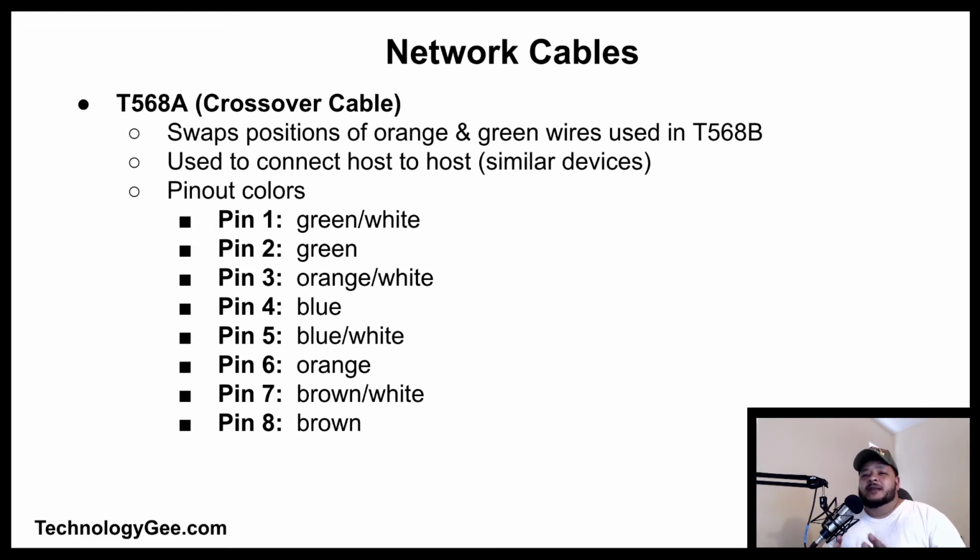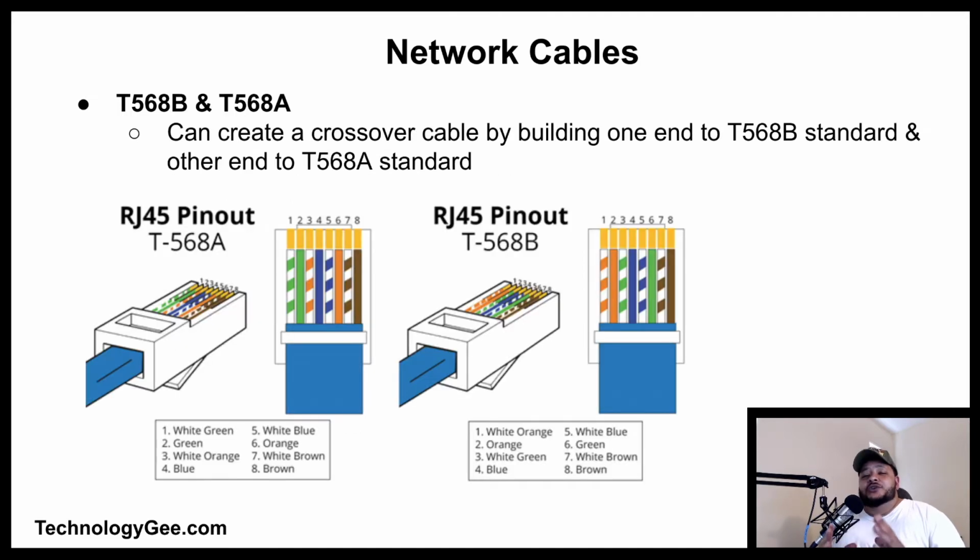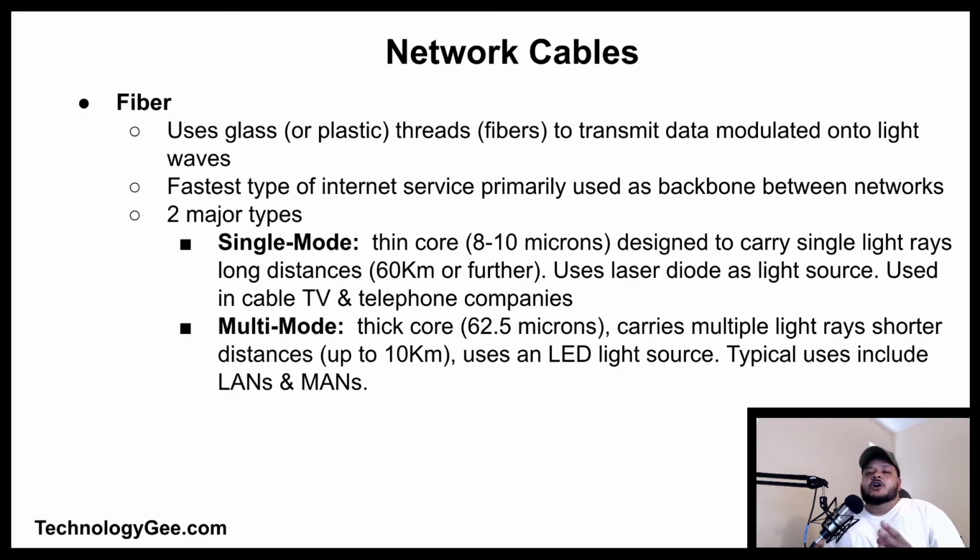The wire order from left to right when looking at the top of the connector is as follows. Pin 1 you've got green-white, green, orange-white, blue, blue-white, orange, brown-white, and brown. Now, you can create a crossover cable by building one end to the T568 Bravo standard and the other end to the T568 Alpha standard. And below here is a pretty little picture showing you the RJ45 pinout for the straight through and the crossover cables. Let's talk about fiber.